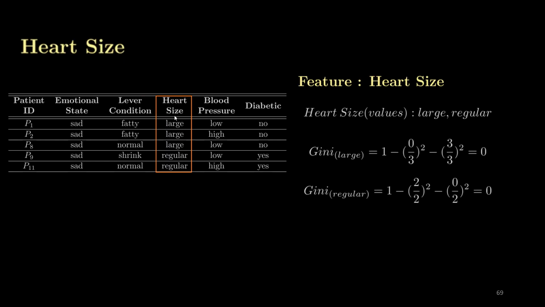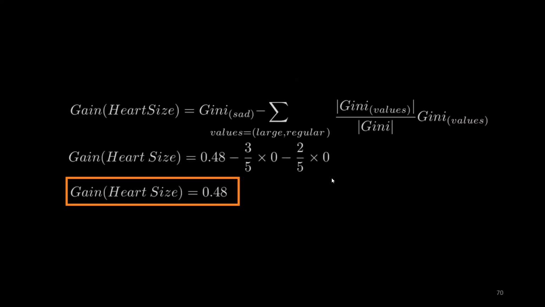In a similar way, we will go for heart size. For heart size, the 2 values are large and regular, and their Gini values are 0 because large appears only with no and regular appears only with yes. So they are classified. Since their Gini values are 0, 0 will be multiplied by their weights, and we will get 0 here. If we subtract 0 from 0.48, we will get the information gain of heart size equal to 0.48.